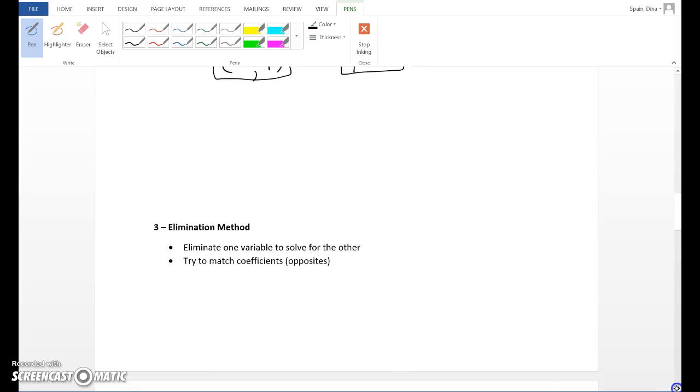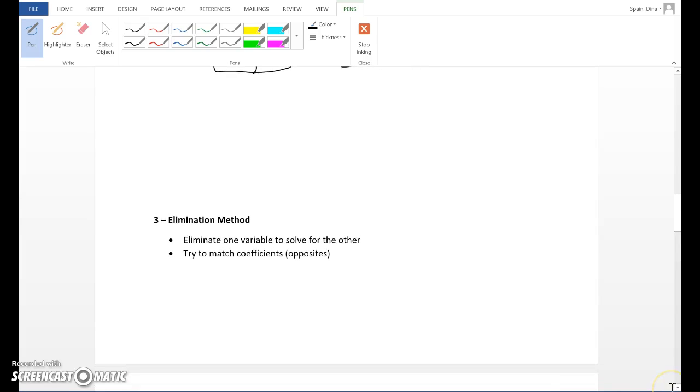Alright, step 3 is down at the bottom of this page, and an example on the next page. Method 3 is the elimination method. What you're actually going to do is eliminate one of your variables to solve for the other one, because we only want one equation with one unknown that we can solve. So we're starting off with two equations and two unknowns.